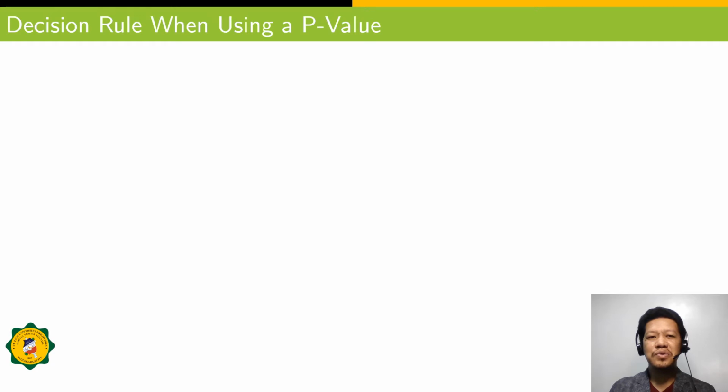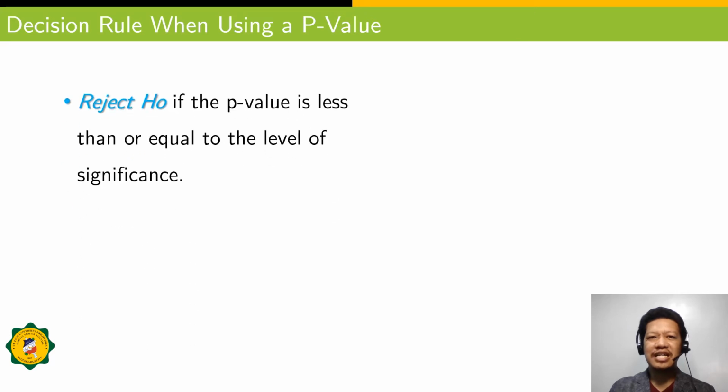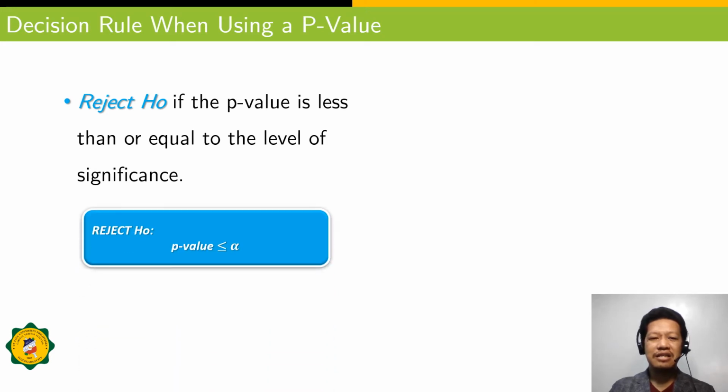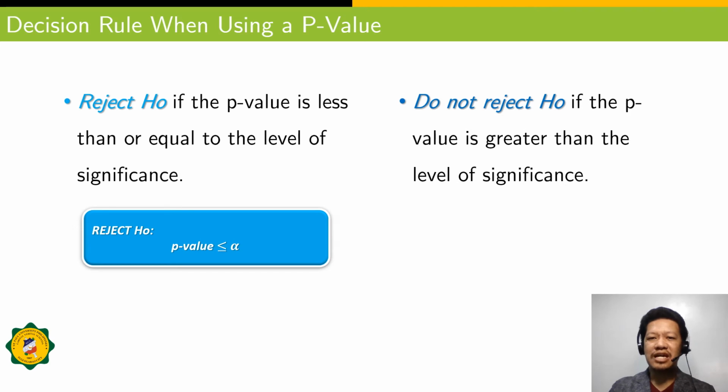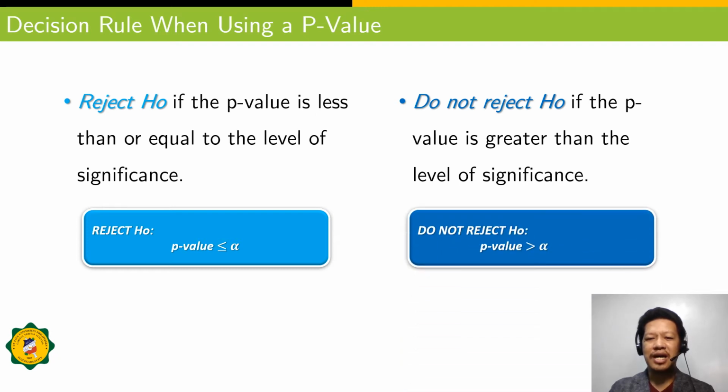We can also use the p-value in making decisions, and this is the rule. We have to reject the null hypothesis if the p-value is less than or equal to the level of significance. In symbols, we have that. And then we do not reject H0, or sometimes called accept H0, if the p-value is greater than the level of significance. In symbols, we have this.